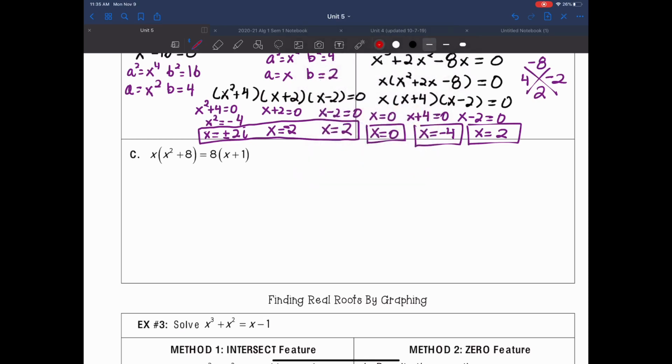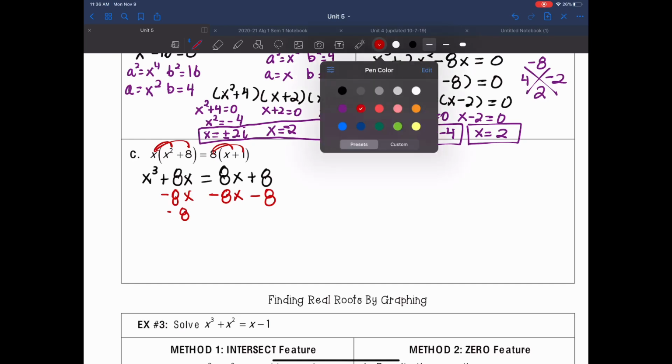We're going to distribute x into both terms in the first one. So we have x times x squared is x cubed. X times 8 is plus 8x. And that's equal to 8 times x and 8 times 1. So 8 times x is 8x, and 8 times 1 is plus 8. Now I'm going to move all of my stuff to the other side. So let's go ahead and subtract some stuff. I'm going to subtract 8x from both sides, and I'm also going to subtract 8 from both sides.